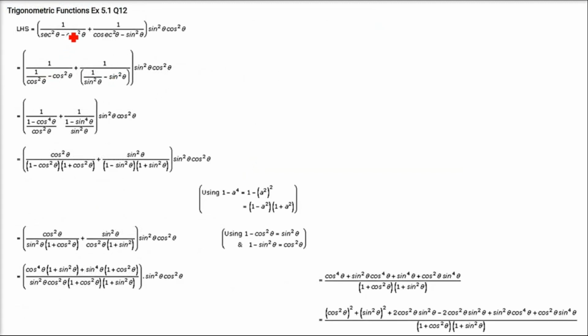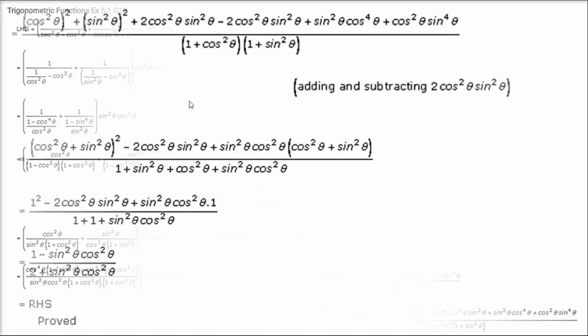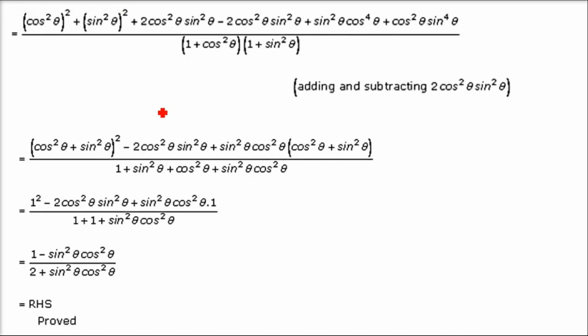The next question: (1 by sec square theta minus cos square theta) plus (1 by cosec square theta minus sin square theta), into sin square theta cos square theta. This has to be proved equal to (1 minus 2 sin square theta cos square theta) by (2 sin square theta cos square theta).